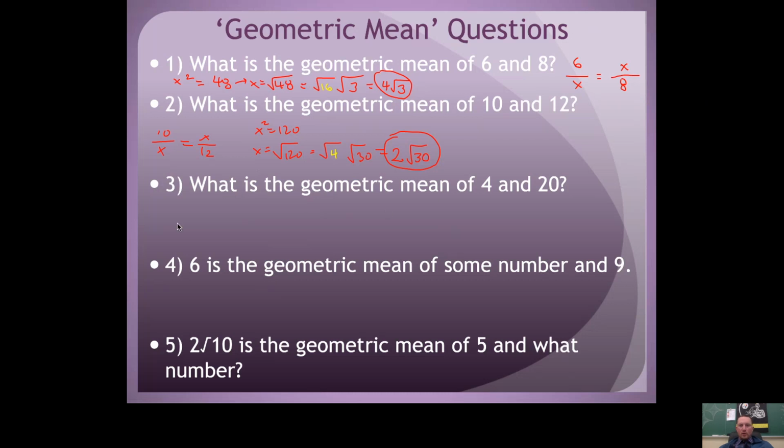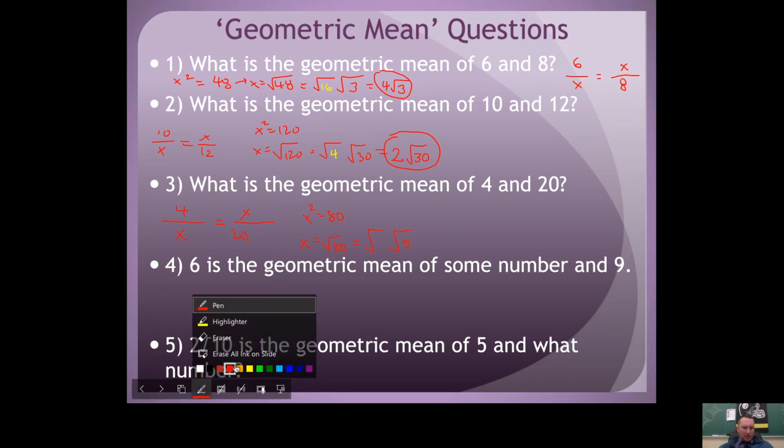What is the geometric mean of 4 and 20? Same idea. Geometric means go here. 4 and 20. So x squared is 80. So x is the square root of 80. What goes into 80 evenly? I think I know this. I think it's 16 and 5. 16 times 5 is 80, and 16 is a perfect square.